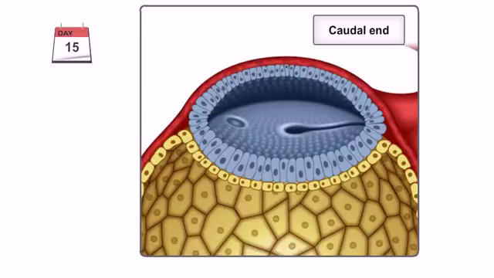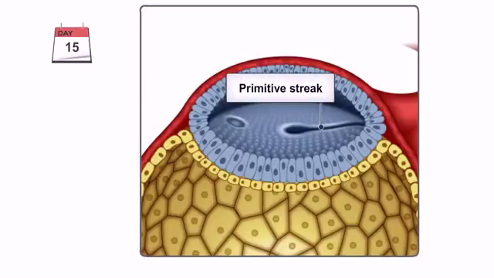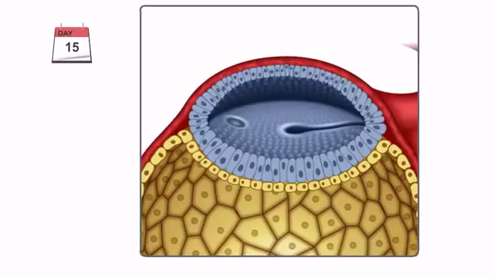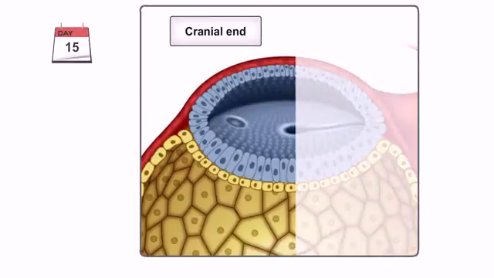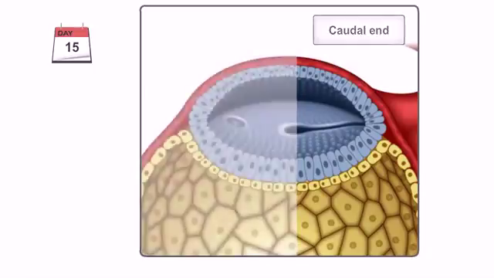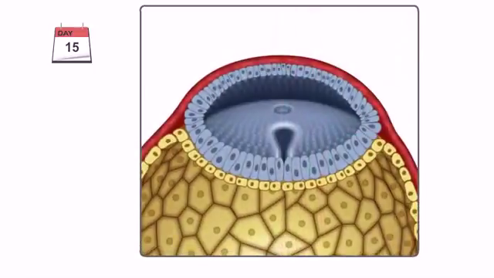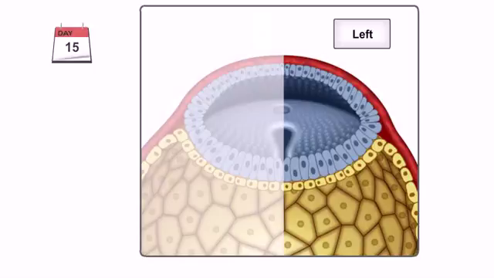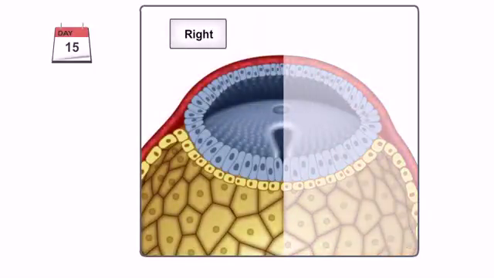Around 15 days after fertilization, a thickened structure forms along the midline in the epiblast near the caudal end of the bilaminar embryonic disc. This is called the primitive streak. At this stage, the formation of the primitive streak defines the major body axes of the embryo, including the cranial end towards the head and caudal end towards the tail, as well as the left and right sides of the embryo.